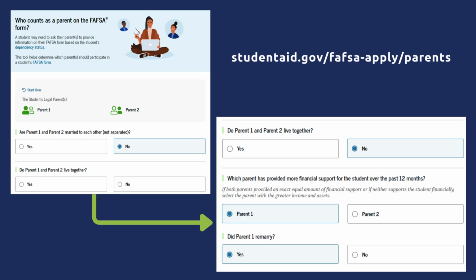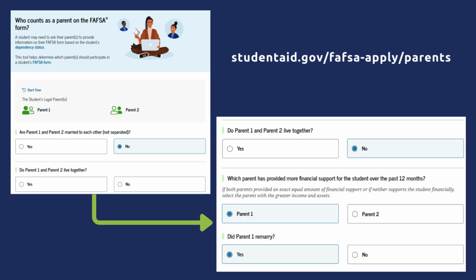And if that's true, you can see the instruction here on the slide that they will then use the parent who has the higher income and assets to complete the FAFSA. Once you figure out whether it will be parent one or parent two who has provided more financial support, the next question is, did that parent remarry?